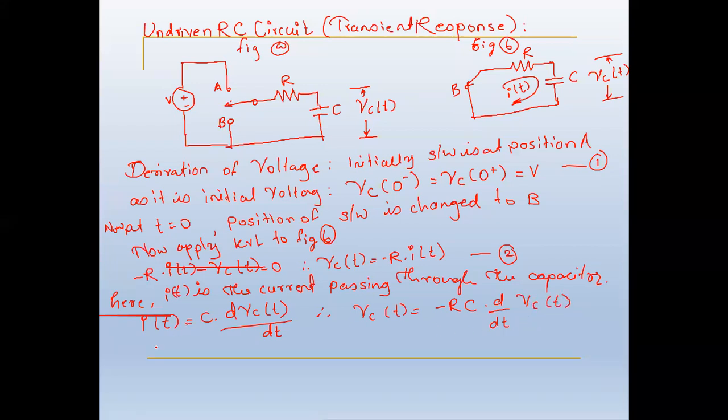Now by rearranging the terms, what do we get? We will get dVc of t by Vc of t is equal to minus dt by RC. Okay, this is what we will get.